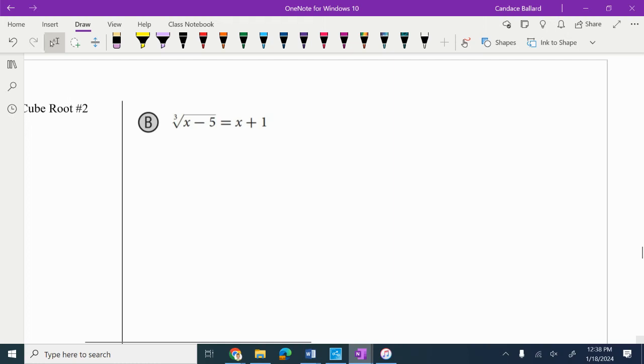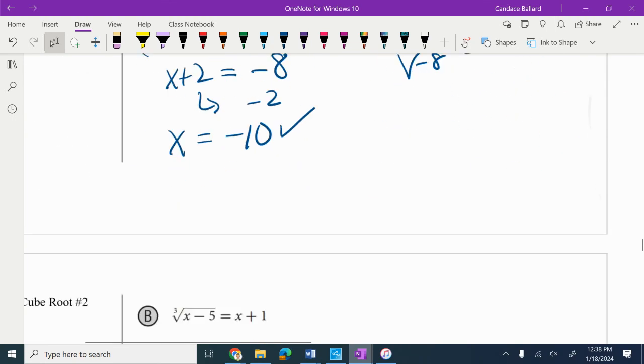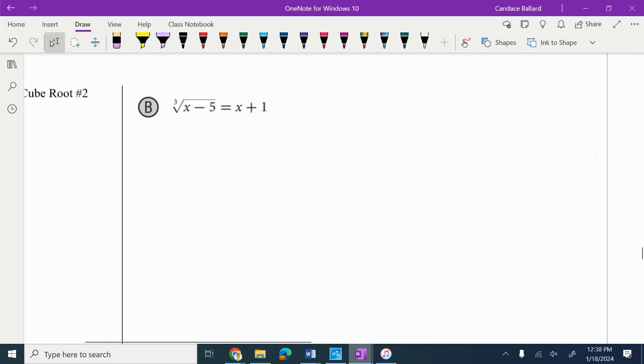Talk about topic 5.7. I believe we are in Explain to Example 2b. Okay, so we just learned that in order to undo a cubed root, we need to cube both sides. So I'm going to start by cubing both sides. And this one is quite ugly. The cube and the cube root cancel, so we've got x minus 5.